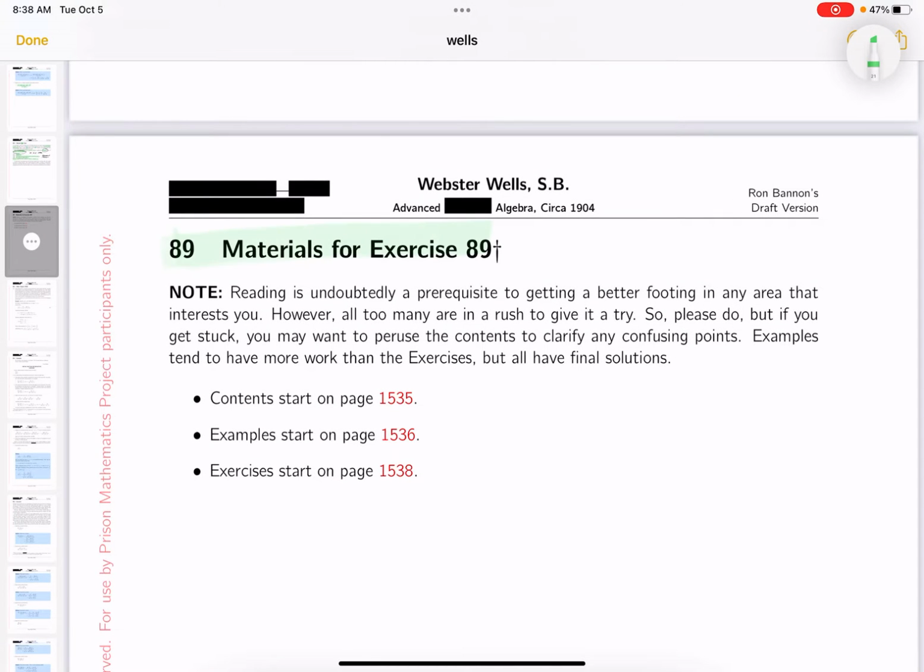Okay, we're in section 89 now. Again, my name is Ron Bannon, and this is the draft version of Webster Wells' Advanced Course in Algebra, which dates back to 1904. Typically, there's going to be contents for you to read and understand.